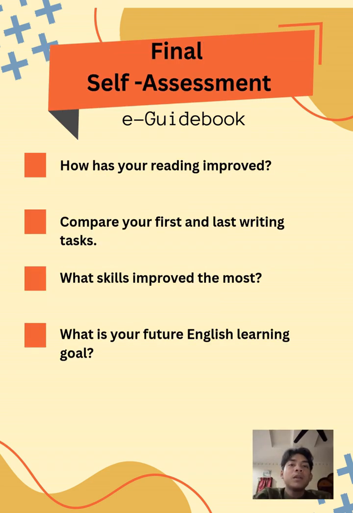Last but not least, the final self-assessment. This completes the portfolio cycle. Students describe how their reading skills have improved, compare their first and final writing tasks, identify the skills that improved the most, and set future English learning goals. This step is essential for lifelong learning as it encourages goal setting and self-directed improvement. It is valid because it measures long-term learning growth and reliable because all students follow the same reflection structure.